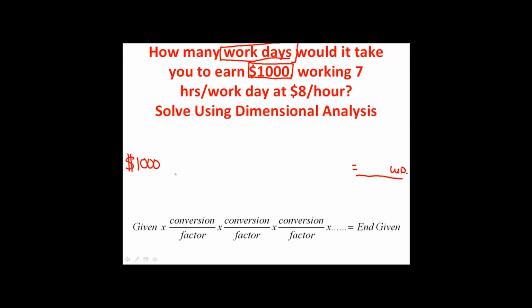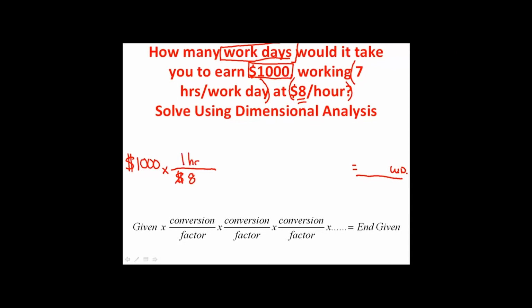Okay, cool. Now, we got the given done. That's step one. Step two is the conversion factors. Okay, I got two conversion factors in the problem. I have 7 hours per work day, okay? And I also have $8 per hour. Now, right now, I need to use one of those to convert out of dollars. In order to convert out of dollars, I need $1 in the conversion factor, and I have it right here. I'll put the dollar on the bottom, so it cancels out. $8 per 1 hour.